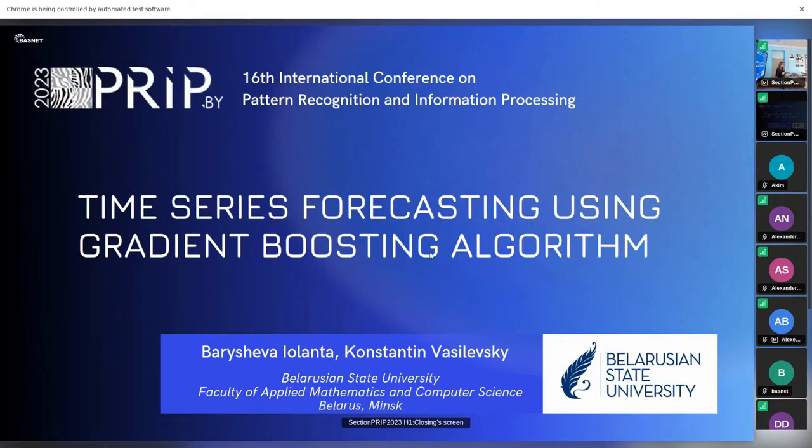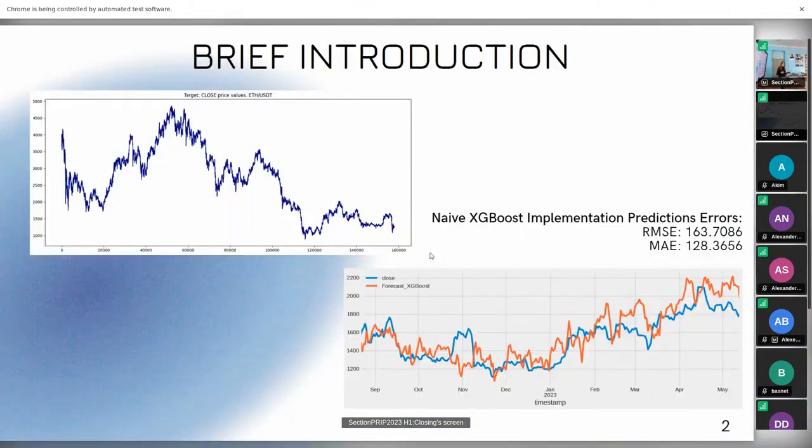The financial time series data collected in my project are all from Binance and the historical market data database. The data set is Ethereum cryptocurrency stock price data. The time frame is 5 minutes. The target values are closing price values of the Ethereum cryptocurrency.